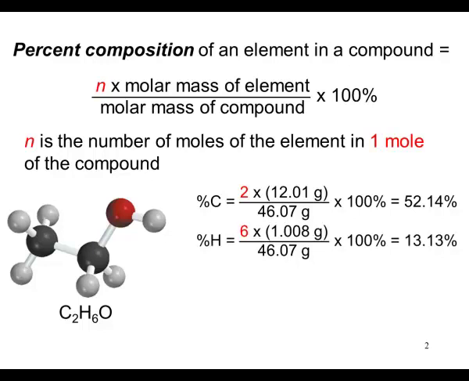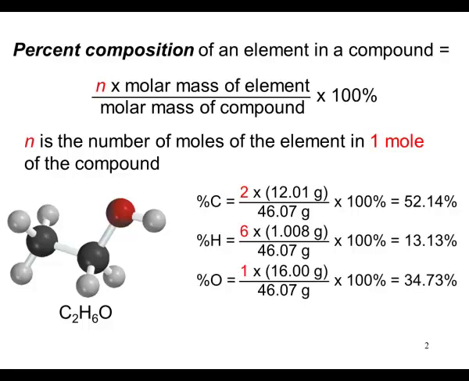For hydrogen, there are 6 moles times 1.008 divided by 46.07 times 100% equals 13.13%. Percent oxygen, there's only 1 mole times 16 divided by 46.07 times 100% equals 34.73%. Remember that the percentages have to equal 100.